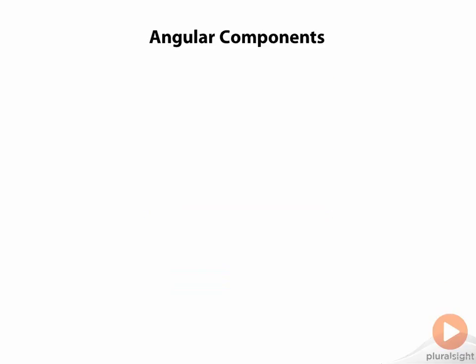Now let's take a look at the primary components of Angular and their relationship to each other. With Angular, everything starts with the controller. The controller is the central player in an Angular application. Controllers contain both logic and state.